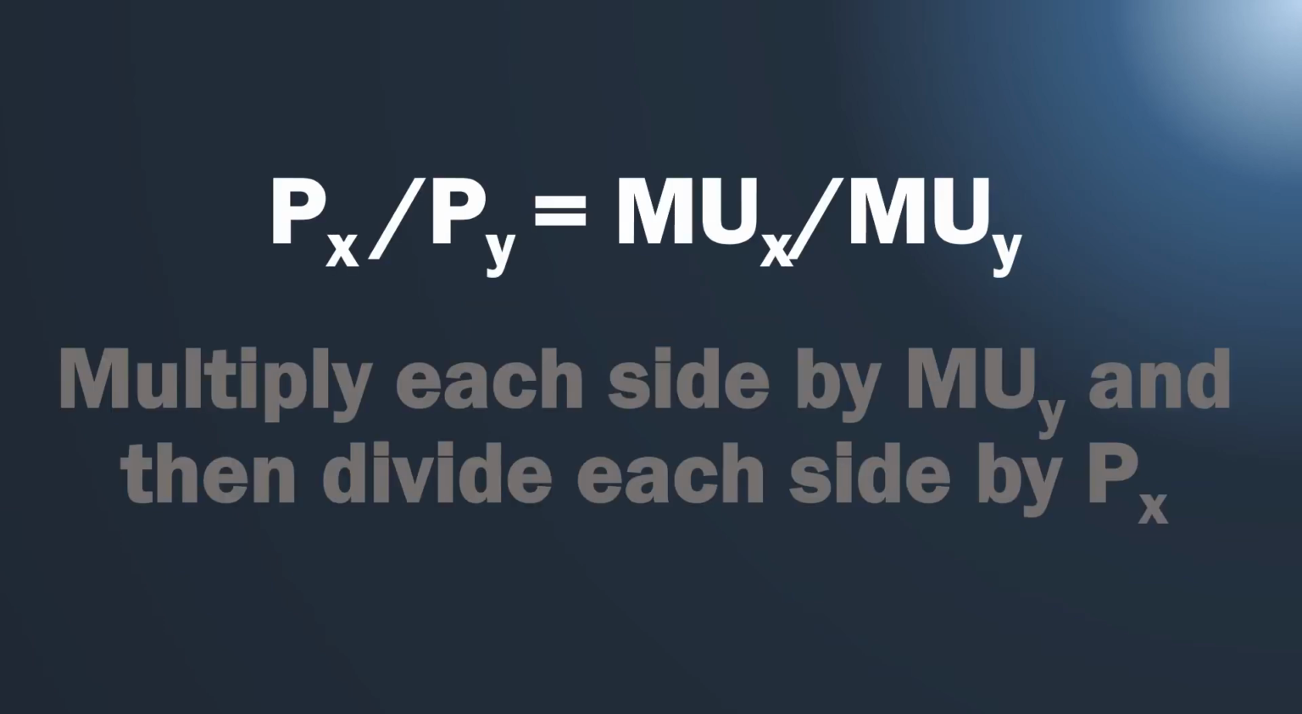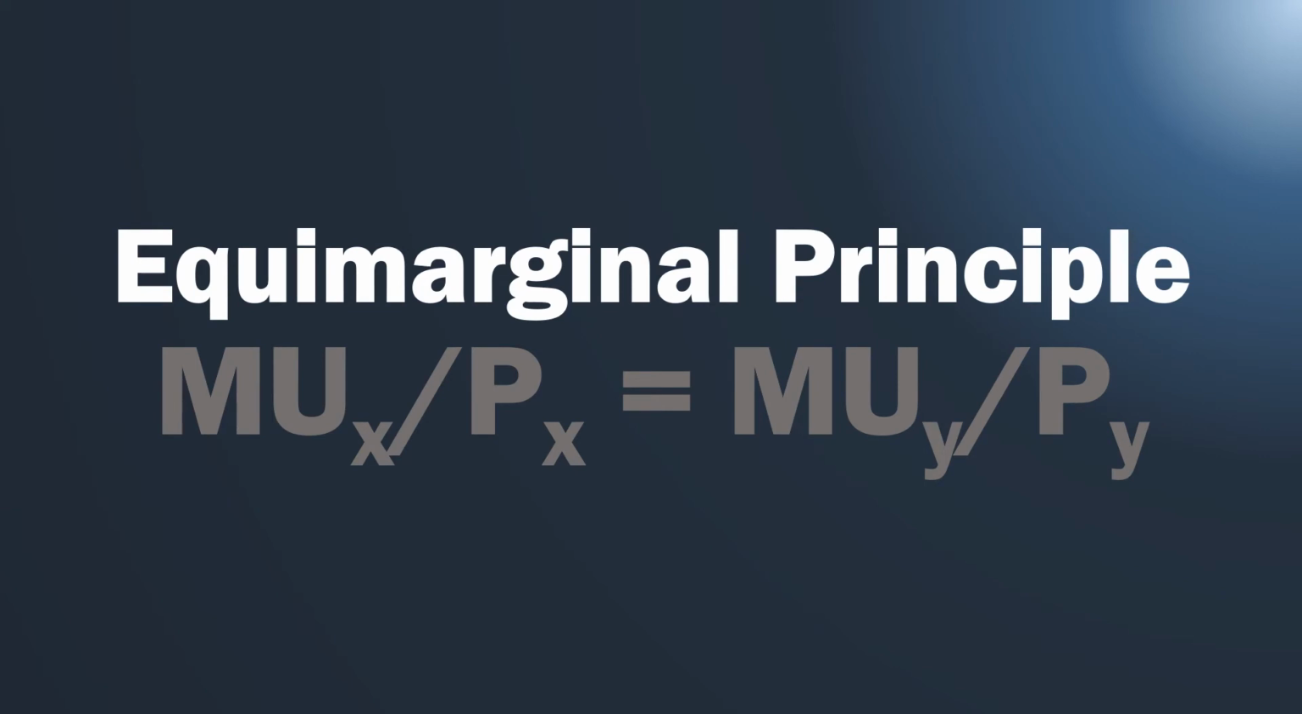With this new relation that we have, an equation that we can now rearrange, it's going to turn into something that looks awfully familiar. So if we multiply each side by the marginal utility of y and then divide each side by the price of x, what we end up with is the equimarginal principle. We end up with the marginal utility of x divided by the price of x is equal to the marginal utility of y divided by the price of y.